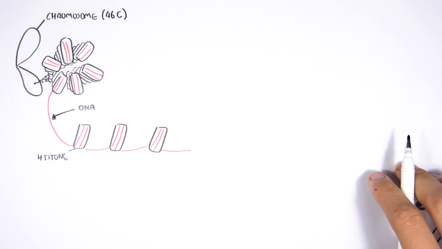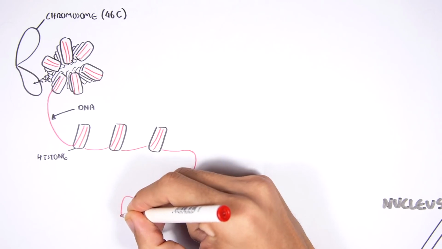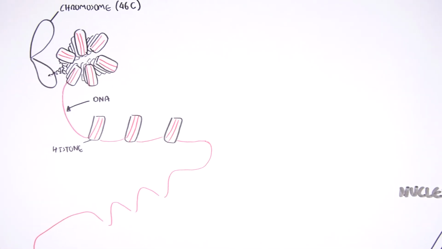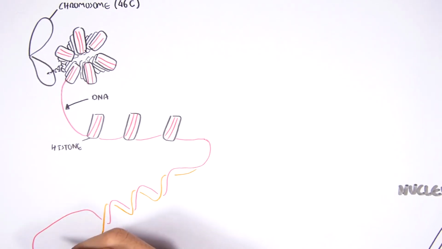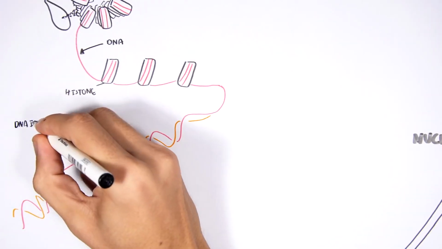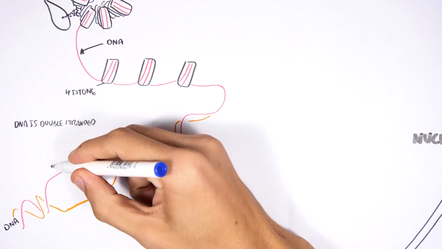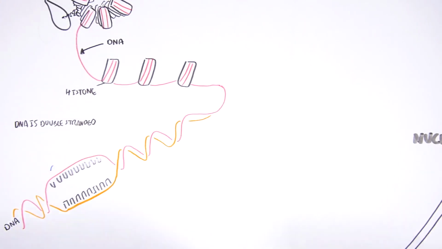Our genetic material is called DNA, or long, deoxyribonucleic acid. If we unwind the DNA, we can see that the DNA is double-stranded and is made up of nucleotides. There are 4 types of nucleotides which make up the DNA. So what do we do with this DNA? Well, we can replicate it.